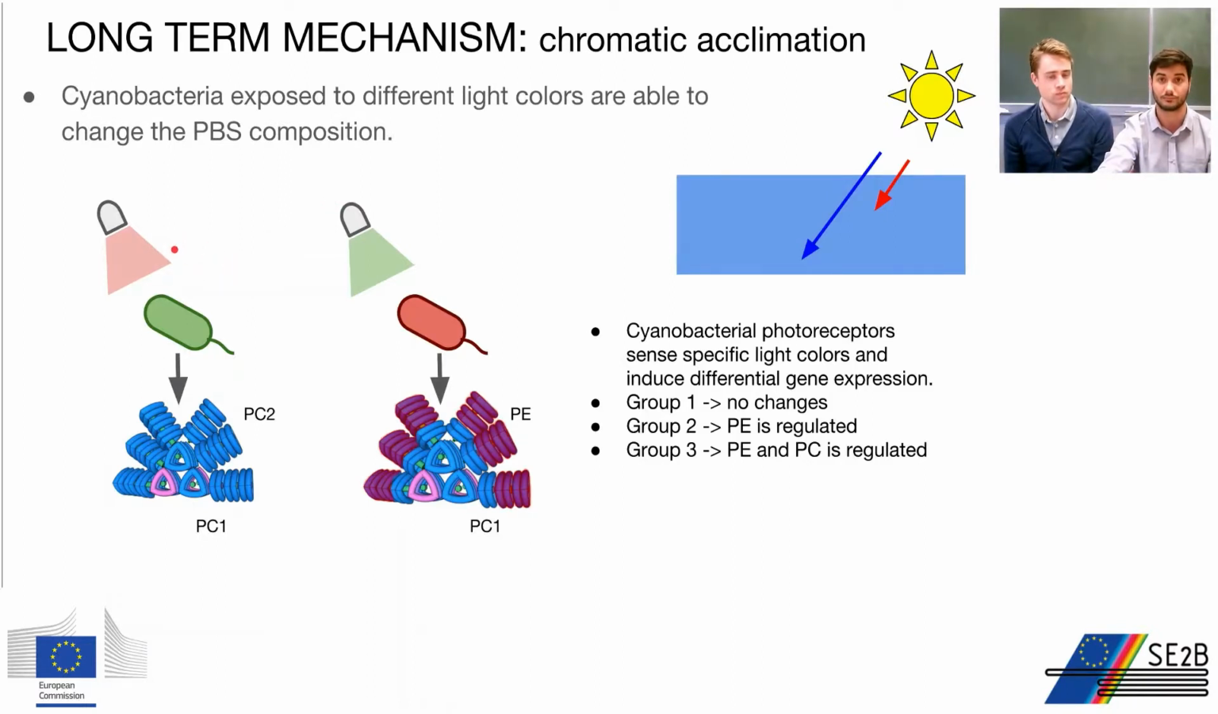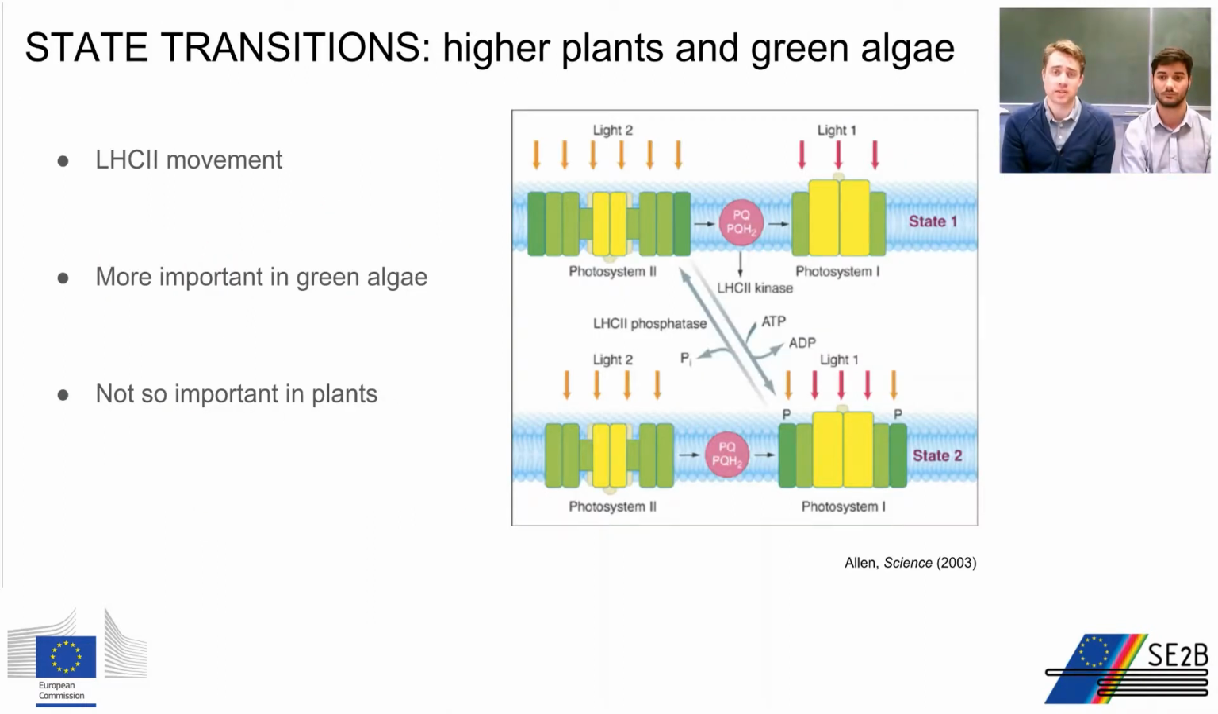State transitions also exist in higher plants and green algae. As we've seen in previous videos, this model has already been explained very well. In short, instead of the phycobilisomes moving, we have the LHC2 moving, meaning that in a system where photosystem 2 is getting a little bit more light, we actually see that the LHC2s move from photosystem 2 to photosystem 1, or the other way around. Now, this process has been shown to be more important in green algae, and it has been shown that in plants it's not so important.